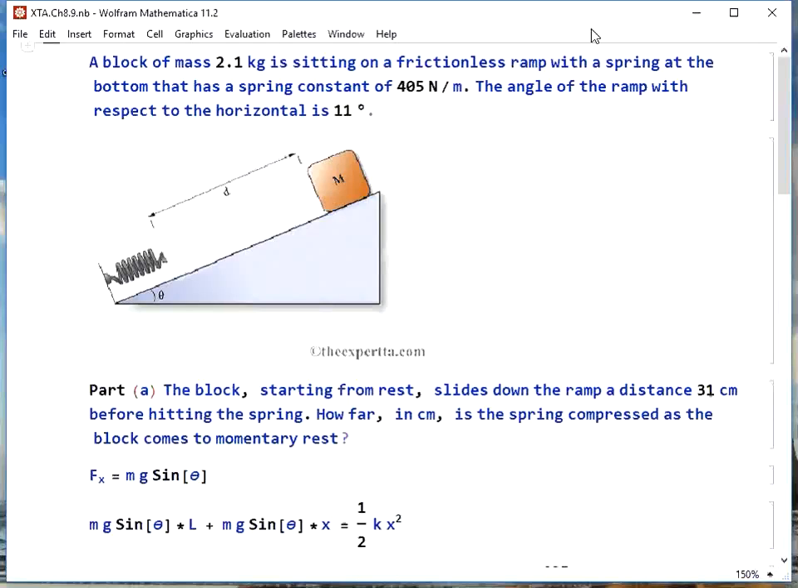A block of mass 2.1 kilograms is sitting on a frictionless ramp with a spring at the bottom that has a spring constant of 405 newtons per meter. The angle of the ramp with respect to the horizontal is 11 degrees. Part A: the block, starting from rest, slides down the ramp a distance of 31 centimeters before hitting the spring. How far in centimeters is the spring compressed as the block comes to momentary rest?